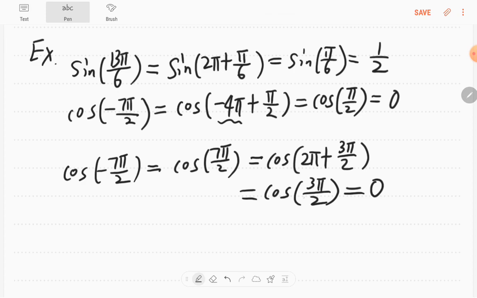So if at last we can change the angle to between 0 and 2 pi, then we can get the answer easily. You can use the even and odd properties to get rid of the negative sign, and you can use the period to shrink the size of the angle. Okay.